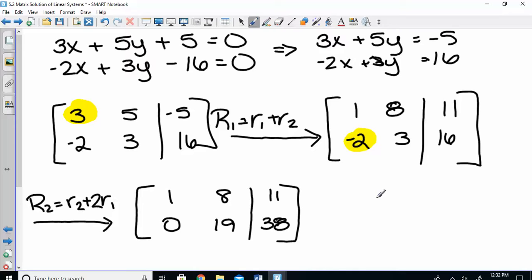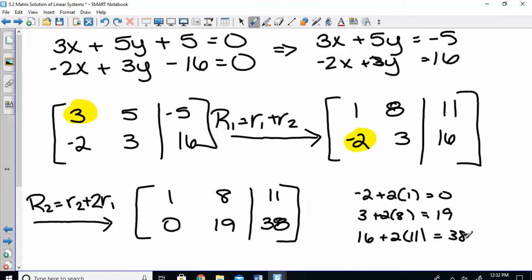If anybody's lost, there are different ways to write this. A lot of times I suggest, if you're confused, using your calculator here. Essentially, for each entry I did row 2, so the first one was -2 plus 2 times the number in row 1. That gave me the 0. Next one we had row 2, which was a 3, plus 2 times the number in row 1, which was an 8. And that's where I got my 19. Next one we had 16 plus 2 times the 11, which gave me the 38.